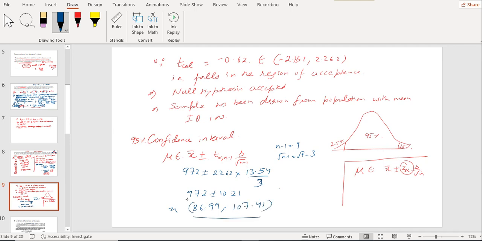So this is the interval in which most of the student IQ will fall. Okay, so this is the solution of this problem.